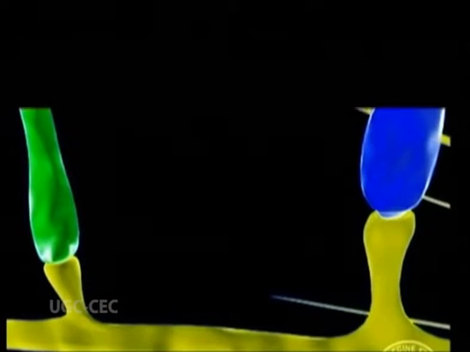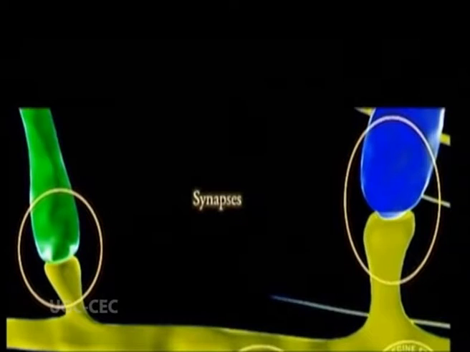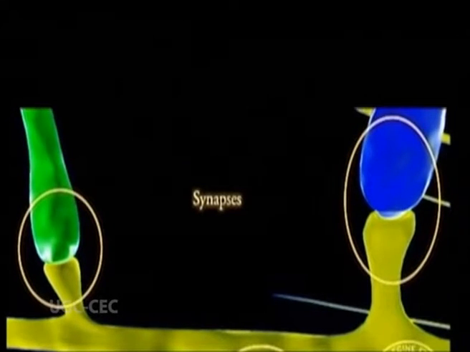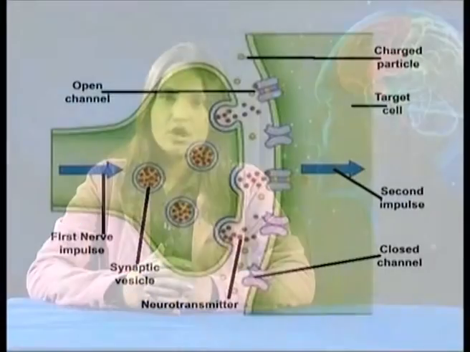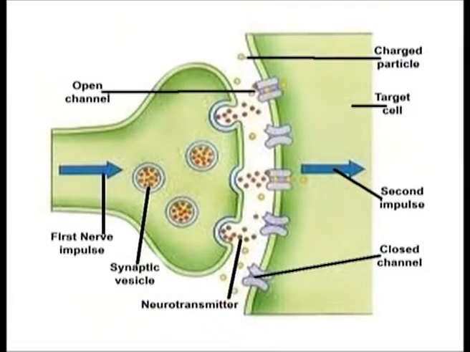Axons make contacts with other cells, usually other neurons, but sometimes muscle or gland cells, at junctions called synapses. At a synapse, the membrane of the axon closely adjoins the membrane of the target cell, and special molecular structures serve to transmit electrical or electrochemical signals across the gap.